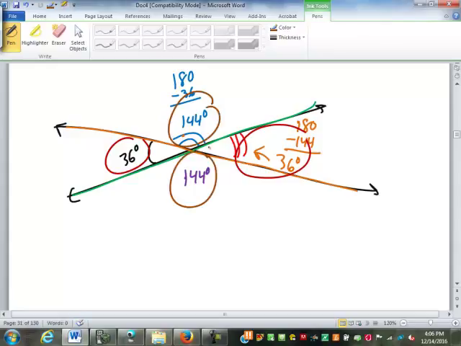That combination of the four angles, the two pairs of equal angles that are formed by intersecting lines, is referred to as vertical angles. Could have just as easily been called horizontal angles, but the two angles that are vertical from each other are equal. The two angles that are horizontal from each other are also equal. They're also called vertical angles even though they're on the horizontal.